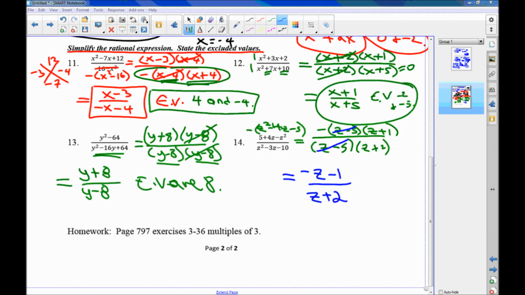Once again, these are binomials, so they can only cancel with binomials that are exactly the same, so no canceling left here. This is a simplified rational expression. And then our excluded values are going to be any z's that would have made the denominator become 0. And it's easy to see that here a 5 would be excluded, and over here a negative 2 would be excluded. All right, this concludes our notes.